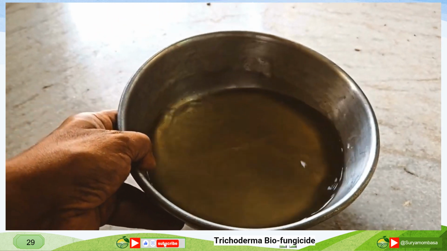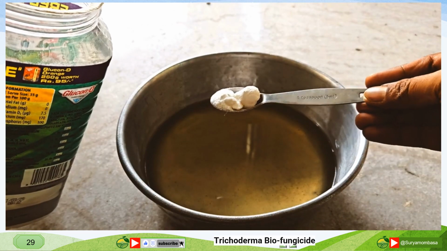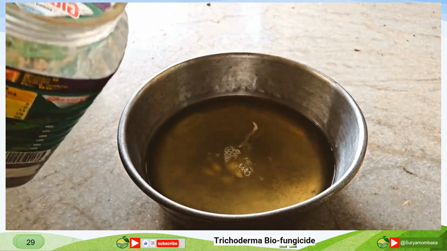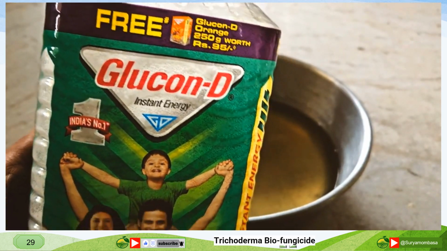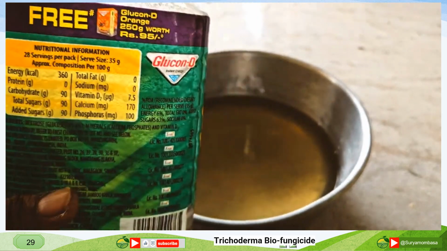This starch-rich solution serves as the base for the growing medium. Add 25 grams of glucose. This food-grade powder is readily available in the market. This glucose will provide all the food or nutrients for fungal growth.